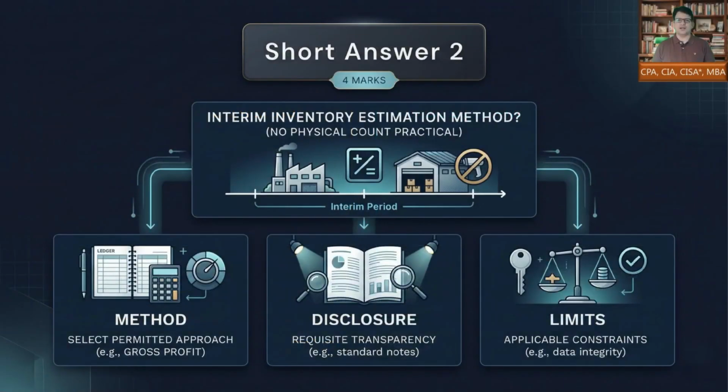Short answer 2 asks how an entity may estimate inventory when a physical count is not practical. Structure your answer around 3 ideas: the method, the disclosure, and the limits. Do not answer only by naming the gross profit method. The examiner wants to know whether you understand why estimation is permitted and what controls apply to it.